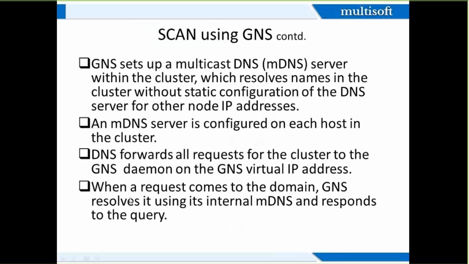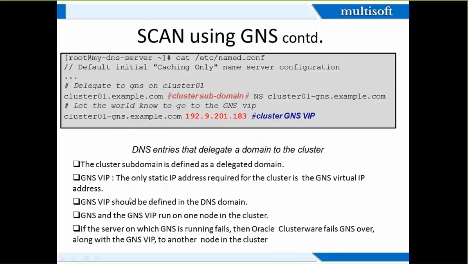We will discuss it. So the cluster domain is defined as a delegated domain. The GNS VIP is the only static VIP required for the cluster, the GNS virtual IP address. The GNS VIP should be defined in the DNS domain. GNS and GNS VIP run on one node in the cluster. This is the only static IP that has to be defined, instead of defining 3 DNS names or any entry for that particular SCAN or SCAN VIP. This only has to be defined.